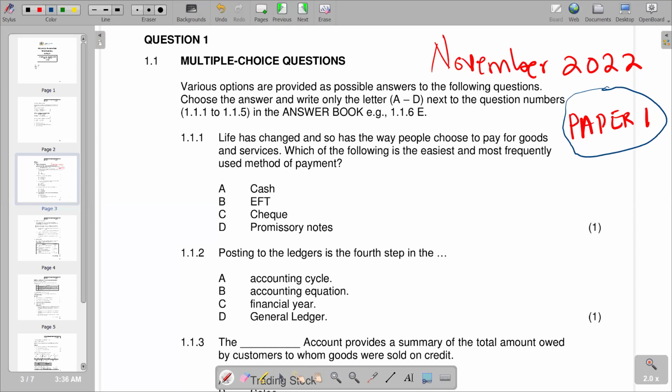In this video, we want to look at a question paper of November 2022, and this is paper 1. And we are going to look at the first question, that is question 1. We are going to start our first section where we're having the multiple choice questions.